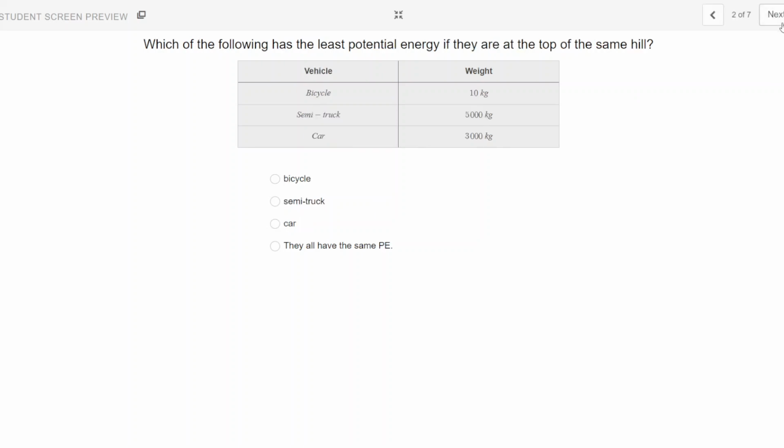Which of the following has the least potential energy if they are at the top of the same hill? Well, potential energy depends on mass and it also depends on height. If they're at the top of the same hill, they're at the same height, so the one with the least mass, the bicycle, has the least potential energy.